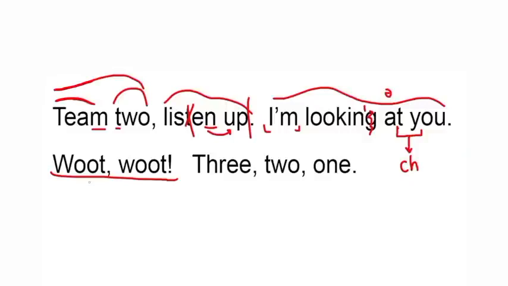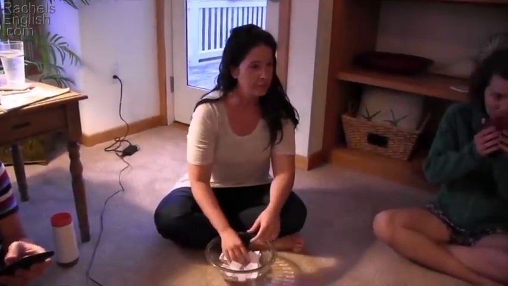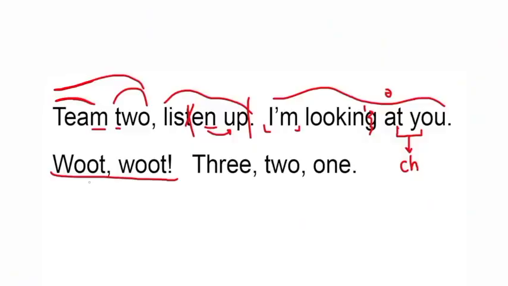I must have thought that somebody on my team had not been paying very good attention because I say listen up, which means what I'm saying next really matters. I'm about to start. And then I say, I'm looking at you, specifically calling out someone on my team. I'm looking at you. 3, 2, 1. Then my nephew gives me a countdown for the timer.